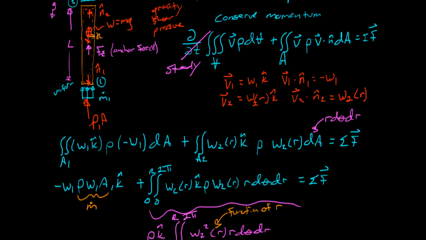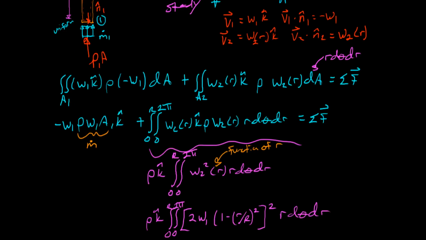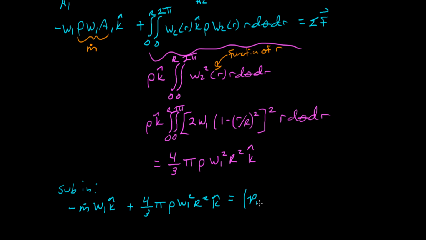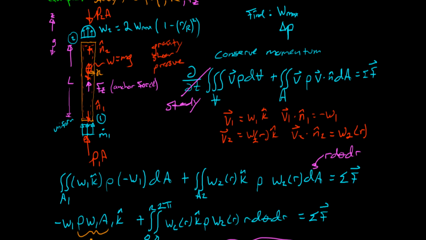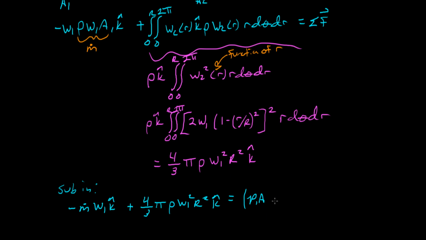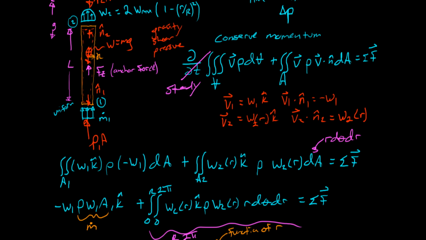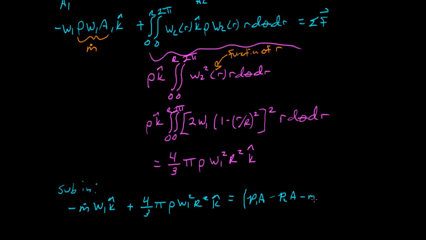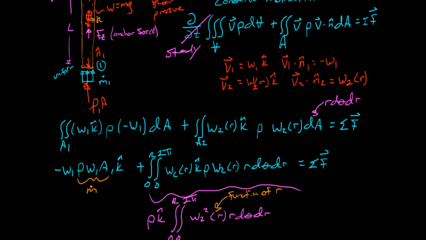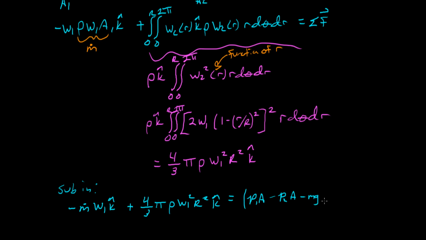All right, so come back and look at the picture. We got P1 A acting up. Acting down, we have minus P2 times A. We have the weight, which is acting down, mass times gravity, so minus mg. And then we've drawn the anchoring force Fz pointing upward, so that's plus Fz. And all of that is in the z direction, so it all gets a k hat.